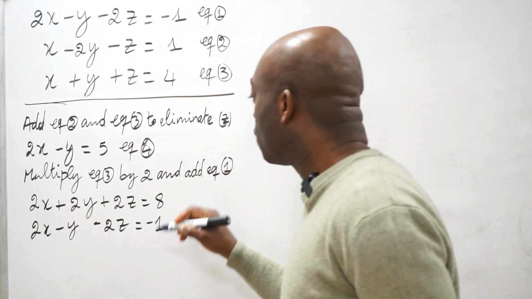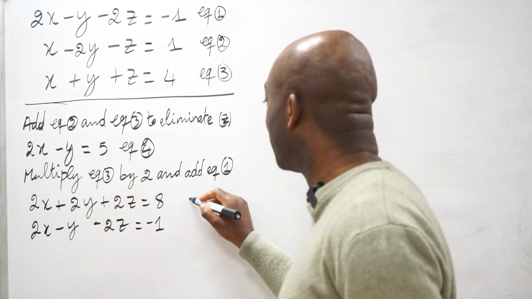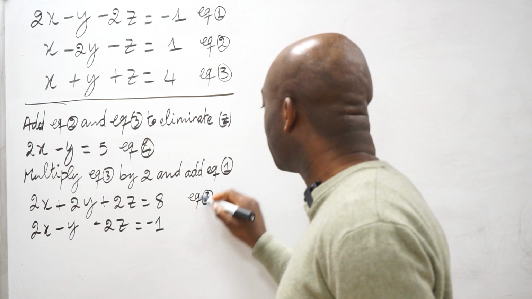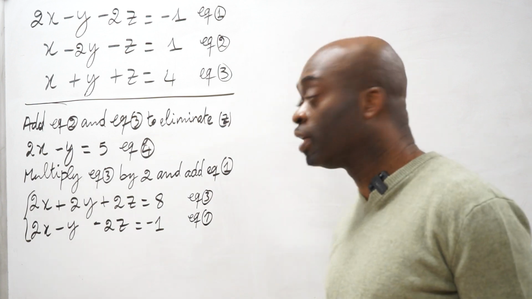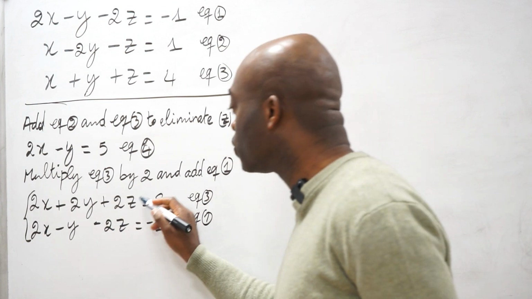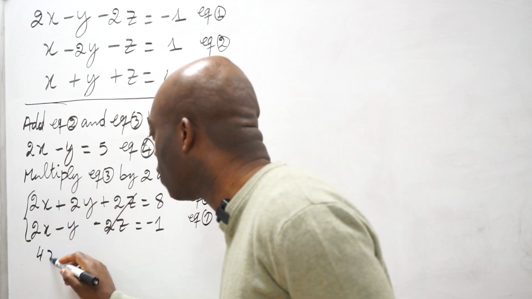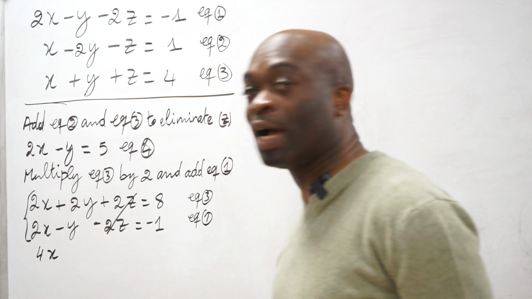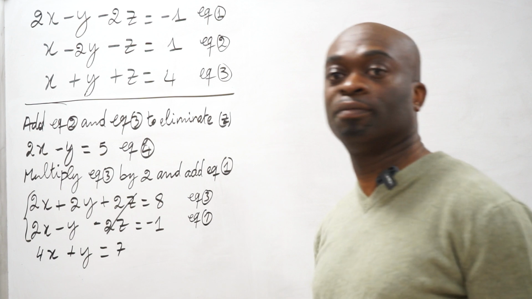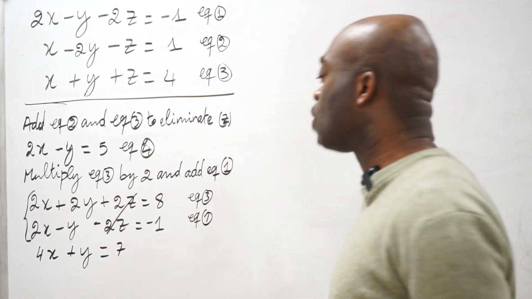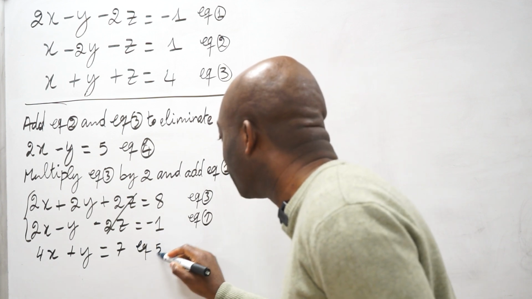Okay? So once we have that, so what's happening? So this one is equation 3 that we multiplied by 2, correct? So that's equation 3. And then this one is equation 1. Remember that, okay? So what do we do here? +2z, -2z, out. Then 2x plus 2x is what? 4x. +2y minus y is what? Is +y. And then 8 minus 1 is what? 7. Okay? So this is what we have: 4x plus y equals 7. We're going to call this one equation 5.